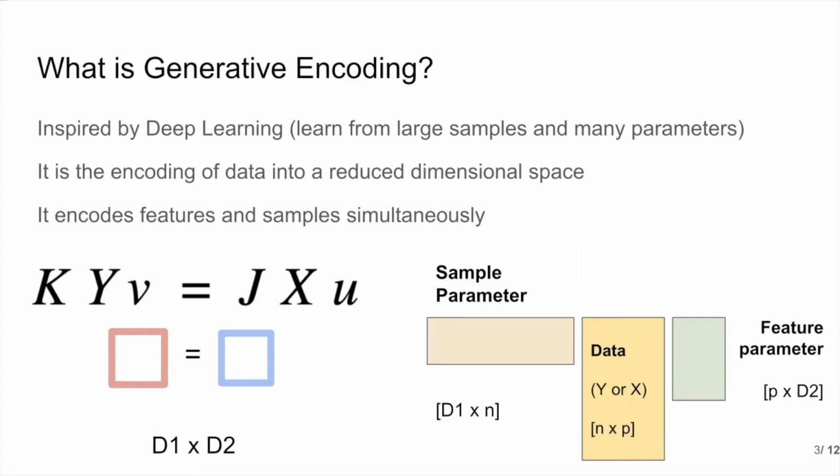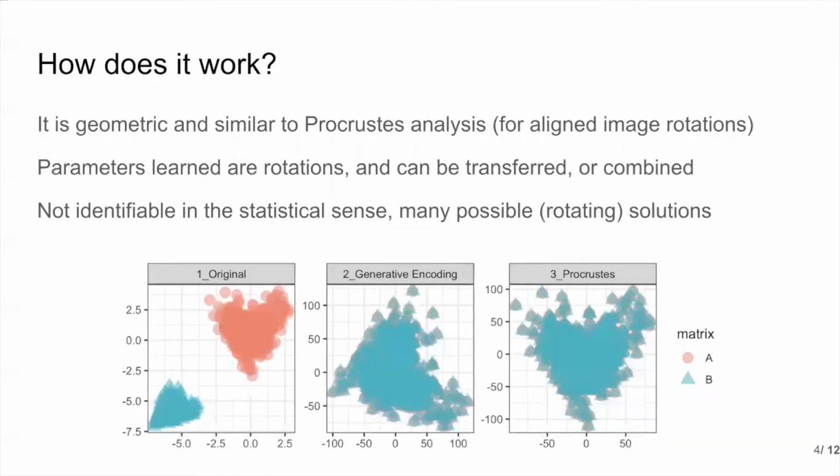Let's look at one part of the equation. So if we look at the parameters and the data of y or x, we can see that the sample parameter and the feature parameter on either side of the data set wraps around and transforms the data into that subdimensional space. So the good question is, how does it work?